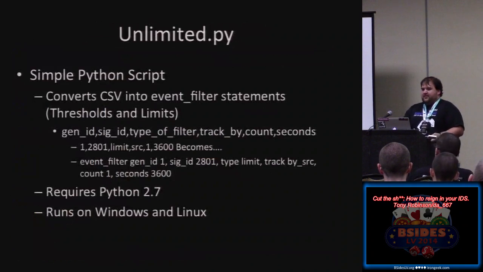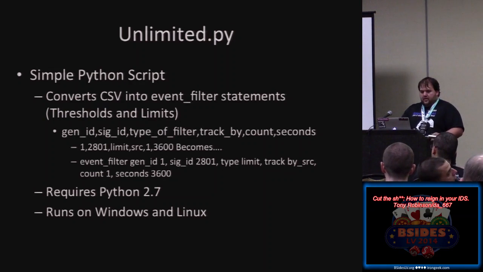Unlimited is just a really simple Python script that I threw together for generating thresholds and limits for Snort to include in your Snort configuration files. It takes a comma-separated file, and it will produce those threshold and limit statements for you for creating a separate configuration file full of them. And overall, it just makes that whole threshold and limit generation portion a lot easier for you to do. It runs Python 2.7, and it works for Windows and Linux.